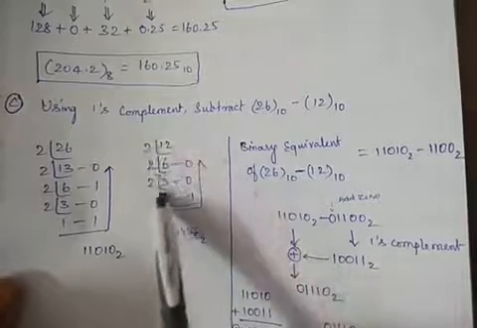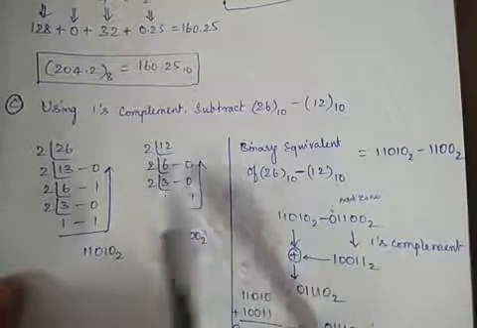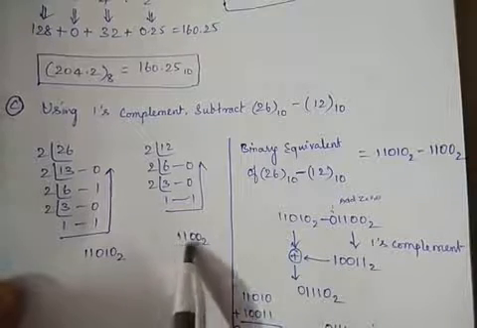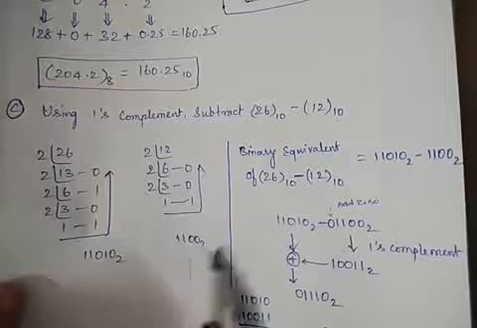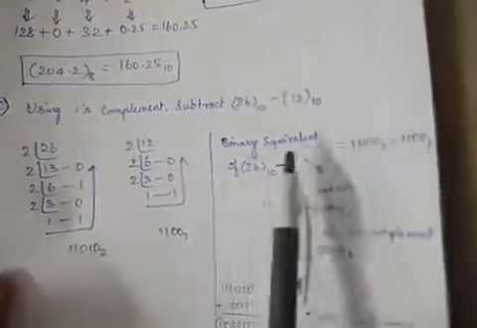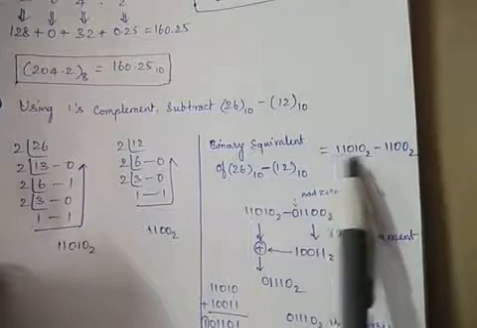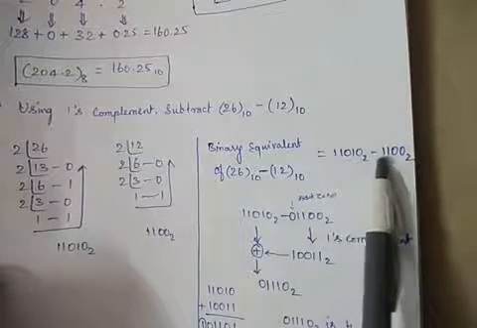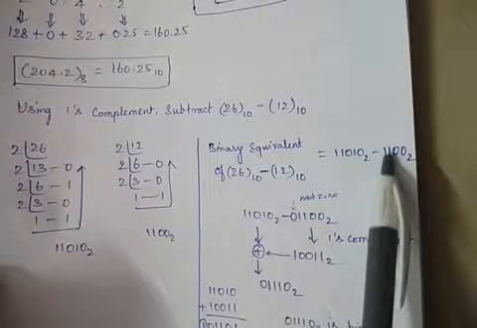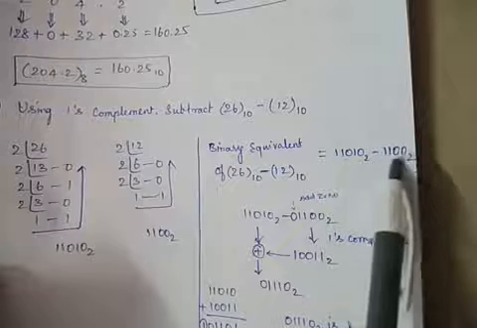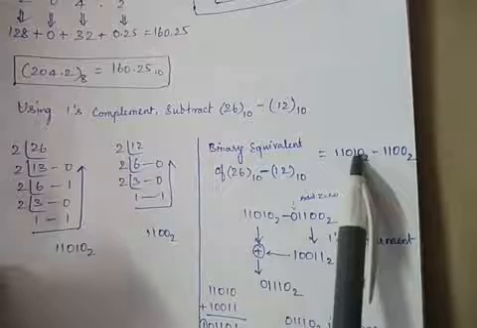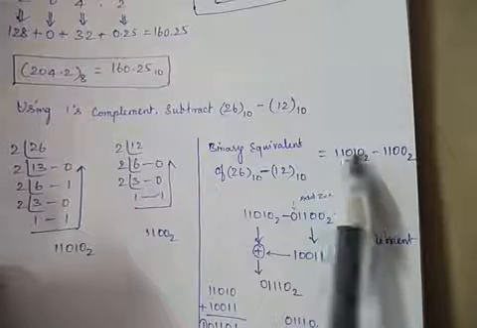Then 12 also I am dividing by 2 to get the binary equivalent. So we know for 12 it is 1100, because this is the binary equivalent of C, right? C means hexadecimal number. Then take those binary values, 11010 minus 1100. Then add 0 with the second number, because the length of the second number is one bit less than the length of the first number, right?